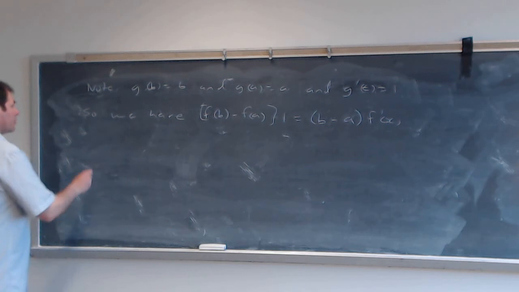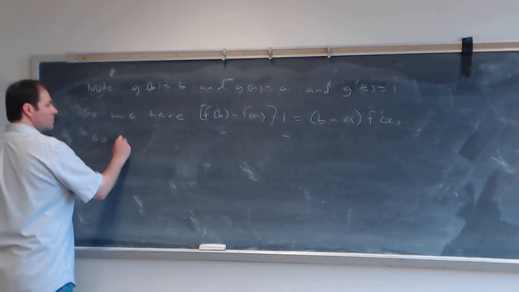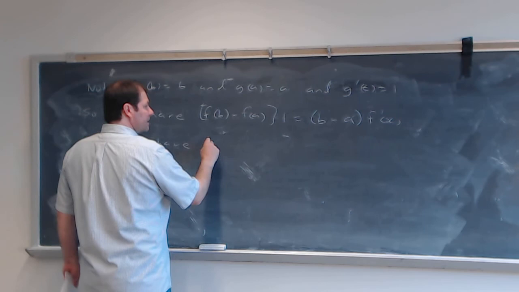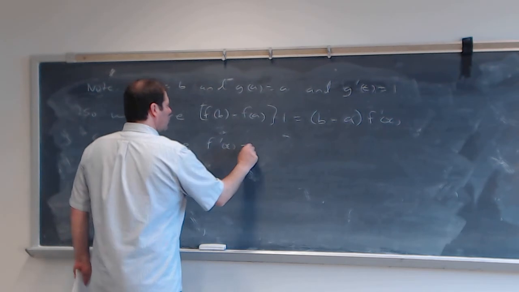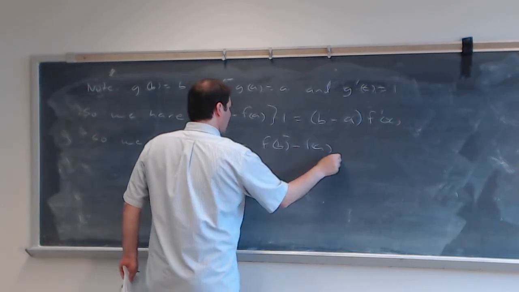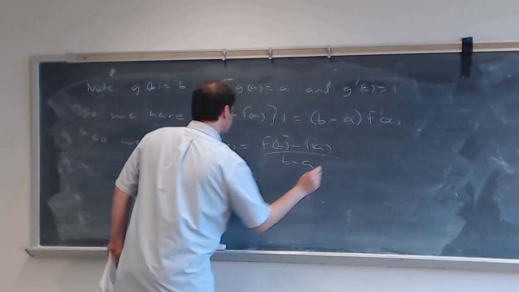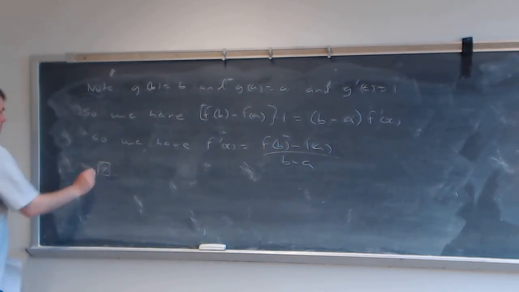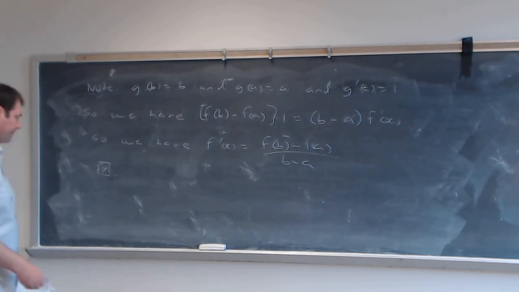A lot of times when we rewrite this, f prime of x will be equal to f of b minus f of a all over b minus a. That's the way we often rewrite this. Okay.